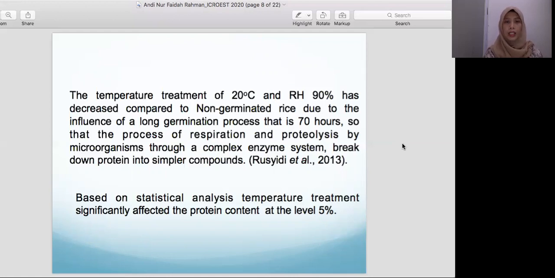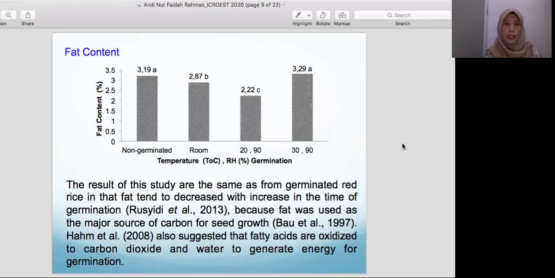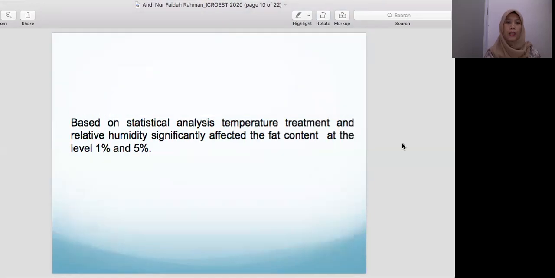Based on statistical analysis, temperature treatment significantly affected the protein content at level 5%. Fat content. We can see the figure of fat content. Based on the Duncan test, we found the non-germinated treatment differs from room and 20 degrees Celsius, but is the same as the 30 degrees Celsius treatment. The result of this study is the same as germinated red rice in that fat decreased with an increase in the time of germination, because fat was used as the major source of carbon for seed growth. Ham et al. also suggested the fatty acids are oxidized to carbon dioxide and water to generate energy for germination. Based on statistical analysis, temperature treatment and relative humidity significantly affected the fat content at level 1% and 5%.